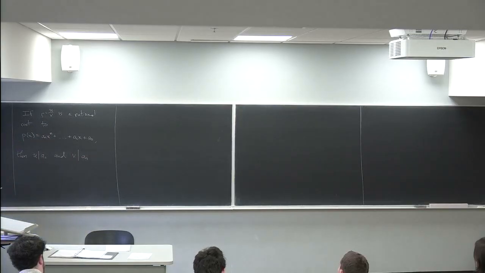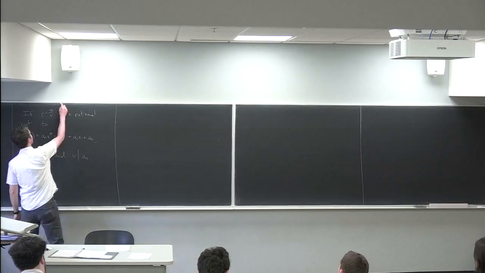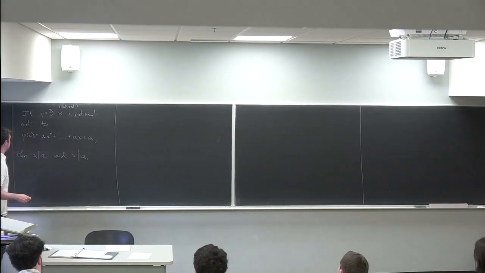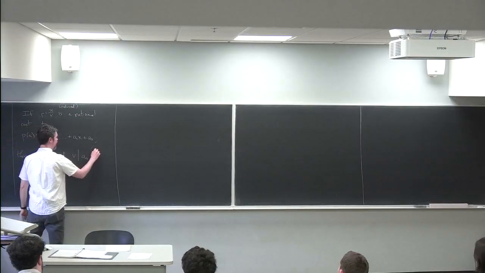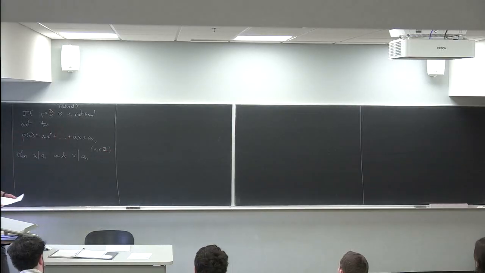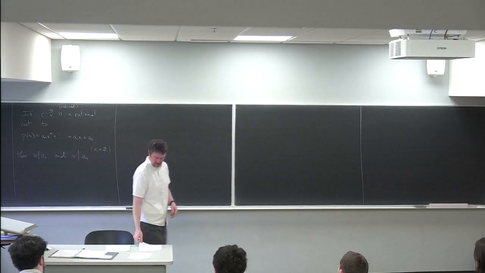Okay, and there are some assumptions here. This is supposed to be a reduced fraction. And the other assumption is that all these a_i's, all the coefficients, are integers. We proved this last time.